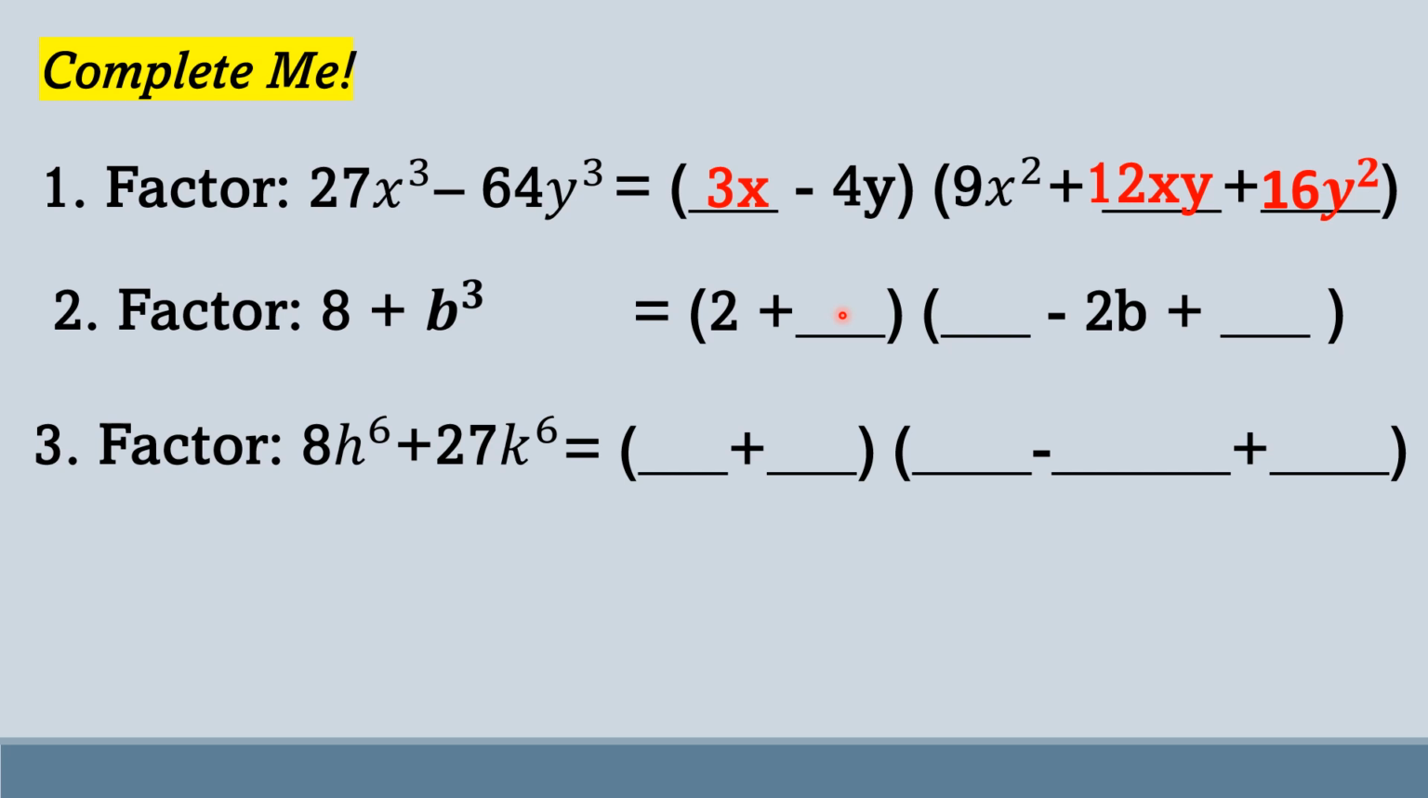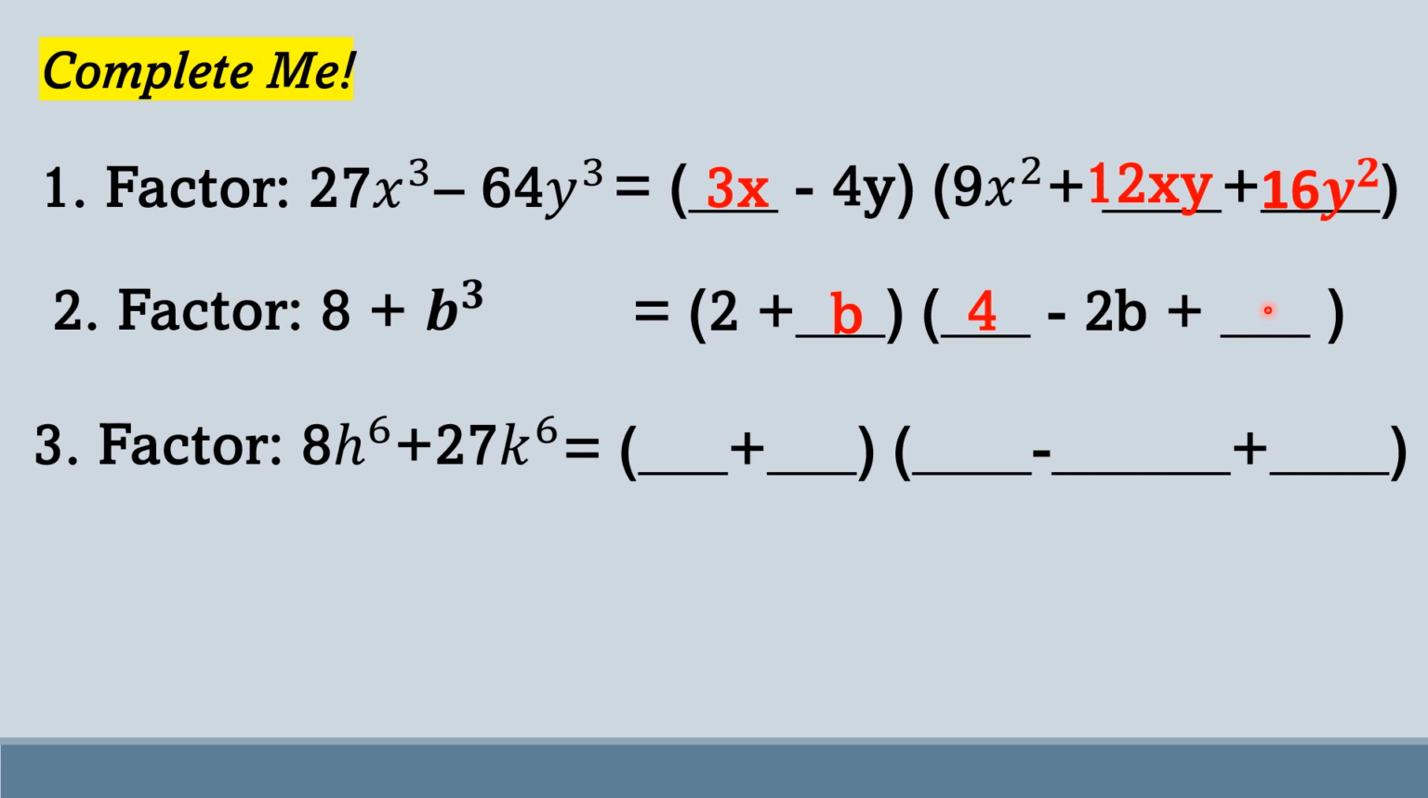To get the second term of the first factor, get the cube root of the second term of the given polynomial. So the cube root of b cubed is b. In the second factor, the missing terms are the first term and the last term. To get the first term of the second factor, get the square of the first term of the first factor. So the square of 2 is 4.